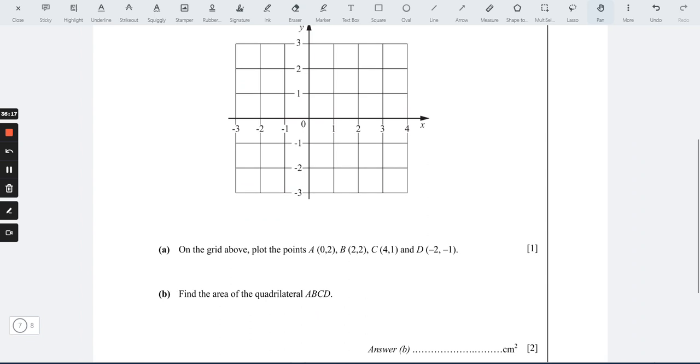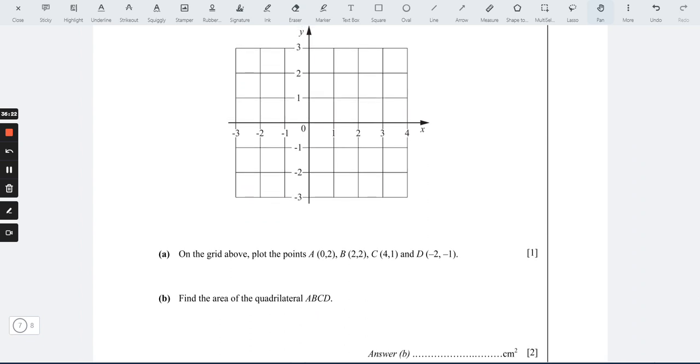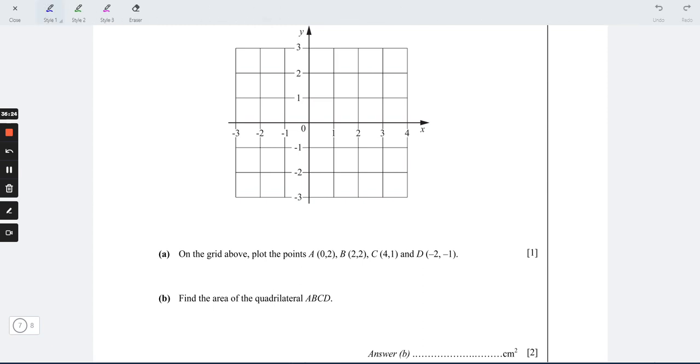Question 20 here, they want us to draw or plot these points. So on the grid above, plot the points A (0, 2) here. So this is A. B (2, 2), this is 2 on x and 2 on y here. Now for C (4, 1), 4 and 1 is C. So here don't forget to name points B and C, then D (minus 2, minus 1), which is here.